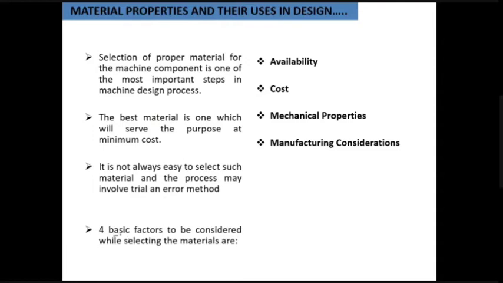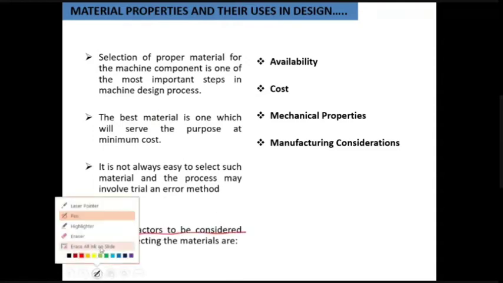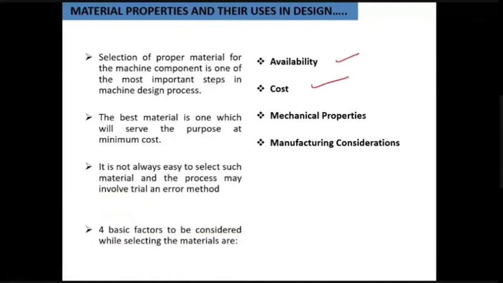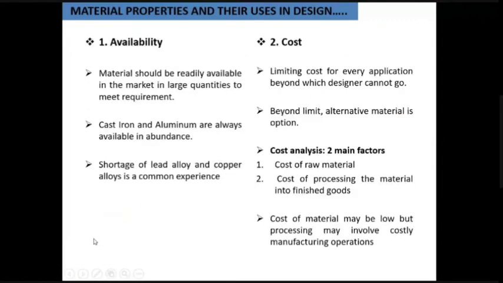But there are four factors which are especially considered while selecting a material. What are the four factors? Availability, cost, mechanical properties, and manufacturing considerations. Let us discuss them one by one fast. Availability. What do you mean by availability? The material should be readily available in the market in large quantities to meet the requirement.